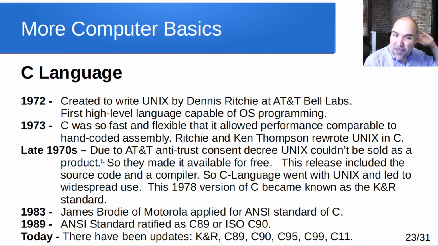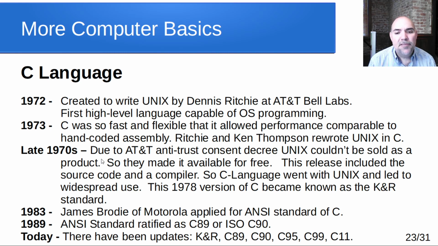Now, fast forward just a little bit to 1983. As people started using and modifying it, it became a problem, because as people ported it to their own systems and changed the language around a little bit, there were different versions of C language and slightly different versions of Unix built on those different versions of C language. So James Brody of Motorola, the same Motorola that still makes cell phones and used to make chips and all kinds of other things. Way back in the day, they made radios.